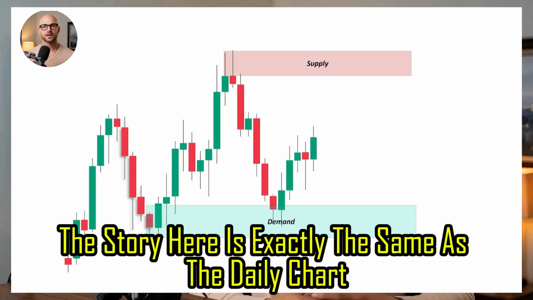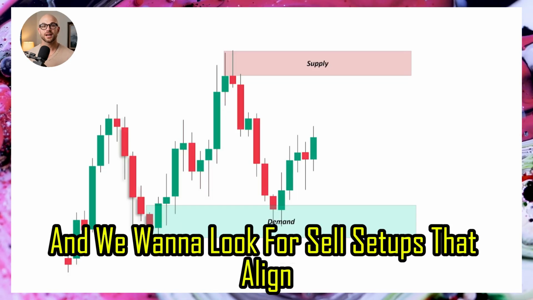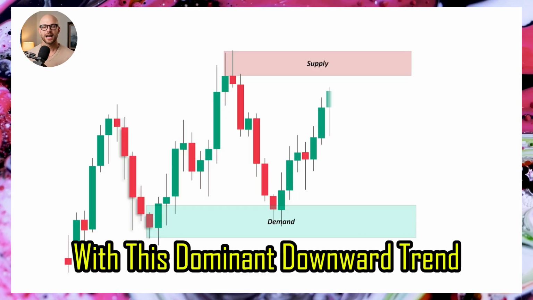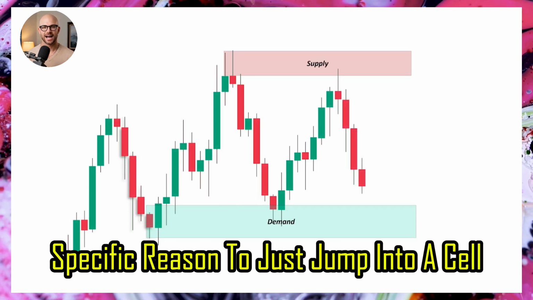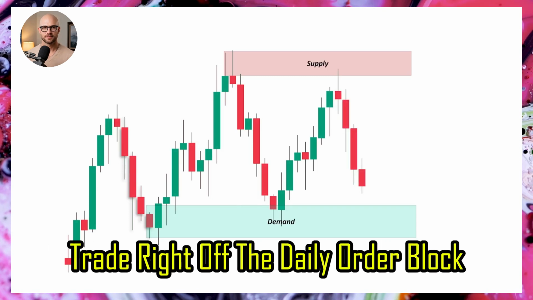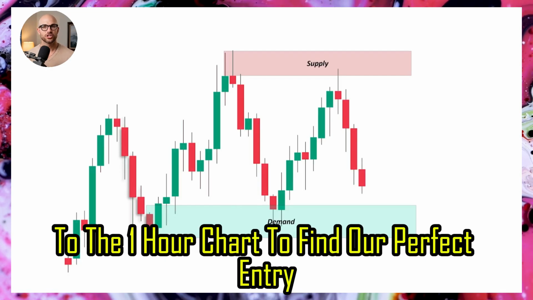The story here is exactly the same as the daily chart. The mood is bearish, and we want to look for sell setups that align with this dominant downward trend. However, we still don't have a solid, specific reason to just jump into a sell trade right off the daily order block. So, let's zoom in one more step to the 1-hour chart to find our perfect entry.